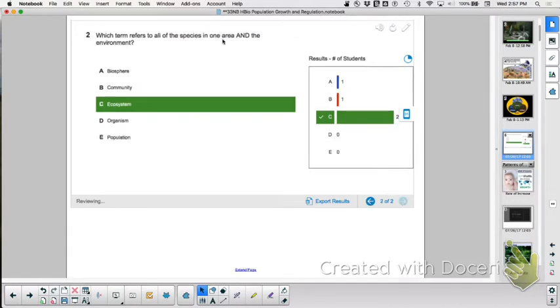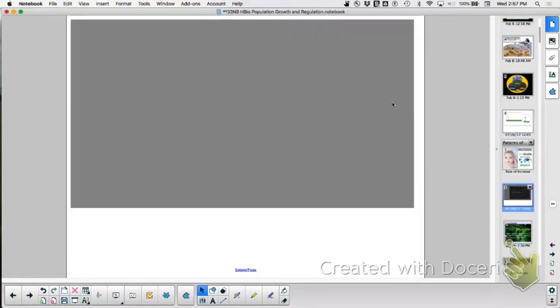All the species in one area and the environment is an ecosystem. Biosphere is just where all living things exist. This is a very specific term for ecosystems, so you want to know that. And somebody said community, it doesn't include the environment. Okay, try this one.